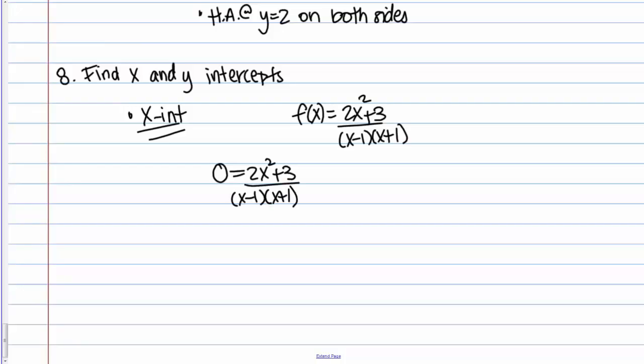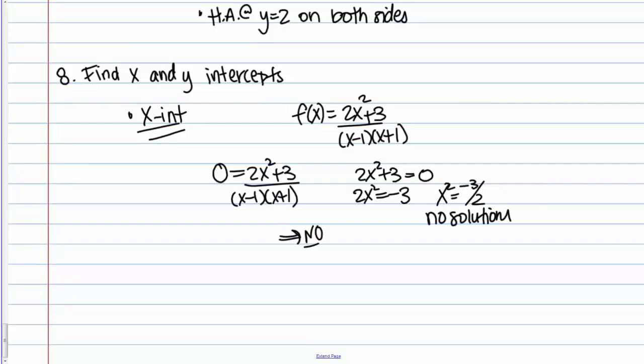So to find the x-intercepts, I'm setting that equal to 0 and then solving for x. Remember, a fraction equals 0 when its numerator equals 0. So I am left with this. We've seen this before. If I try to solve for x squared, I get x squared equals negative 3 halves. But a square number can't be negative, right? So this has no solutions. What does that tell me? There are no x-intercepts. So when you graph this function, it should never cross or touch the x-axis at all. Be careful with that when you actually graph it.